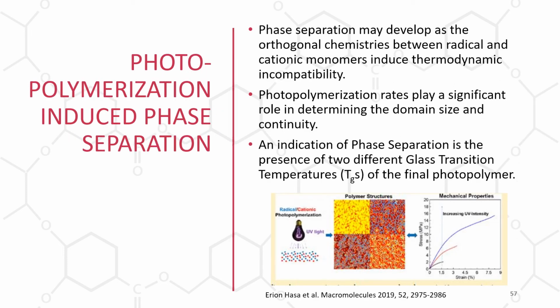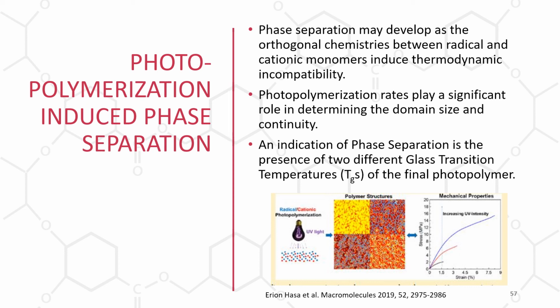In addition to IPNs, another type of hybrid system has been recently studied and is very neatly illustrated here by work done by Arianna Hasa, at the time at the University of Iowa. And this is photopolymerization induced phase separation. So phase separation can develop as the orthogonal chemistries between radical and cationic monomers induce thermodynamic incompatibility, and they separate. So instead of getting an IPN, you get separation.